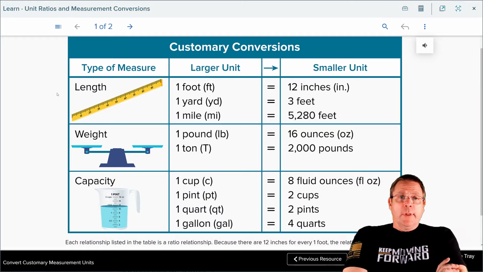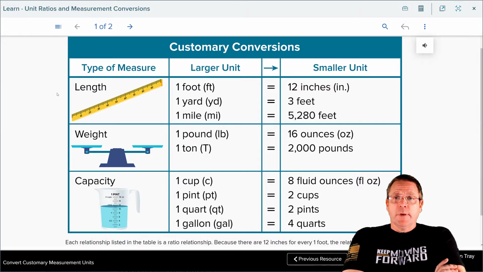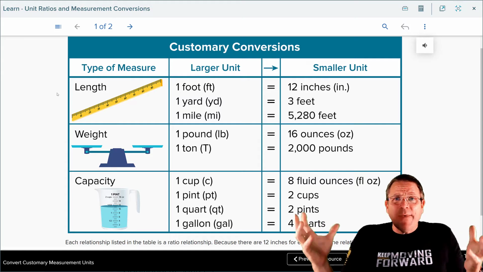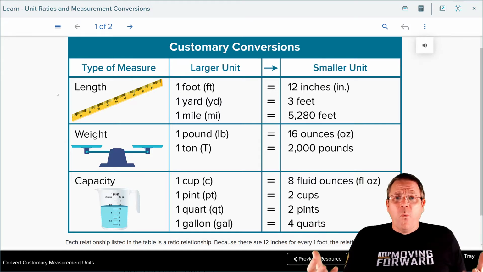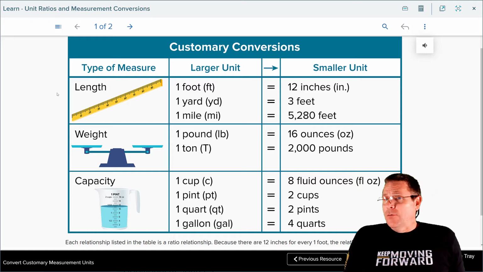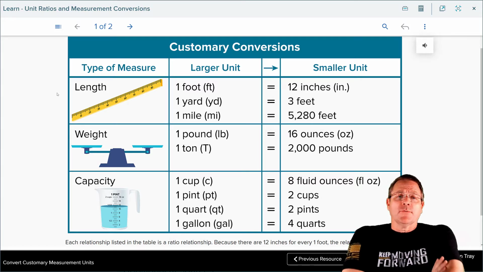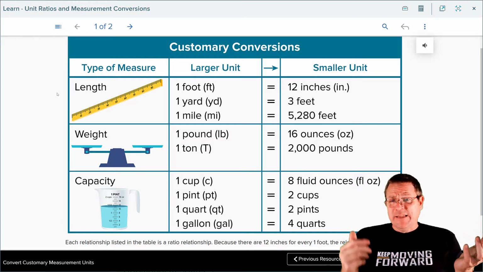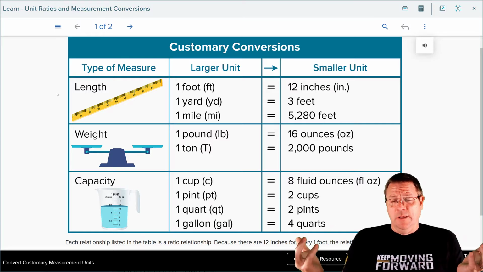Starting off with our length, 1 foot is the same thing as 12 inches. 1 yard is equal to 3 feet. 1 mile is equal to 5,280 feet. Who in their right mind, 5,280 feet? Why do they have this? And I don't know if you hear the chasing back and forth, but the cats keep chasing each other through the house right now. Under weight, you've got 1 pound is 16 ounces, while 1 ton is 2,000 pounds.